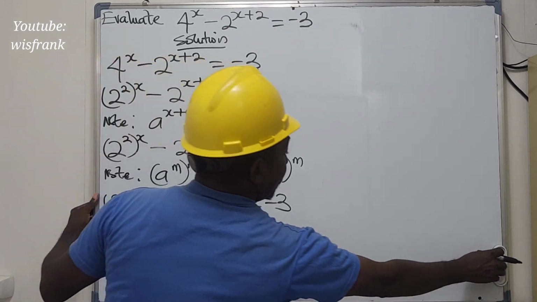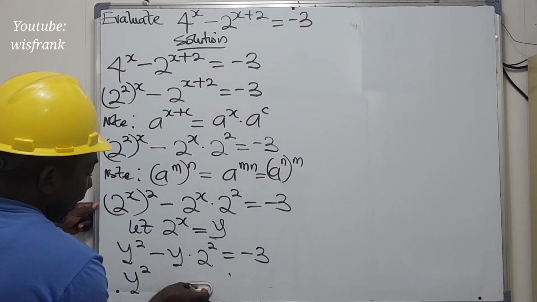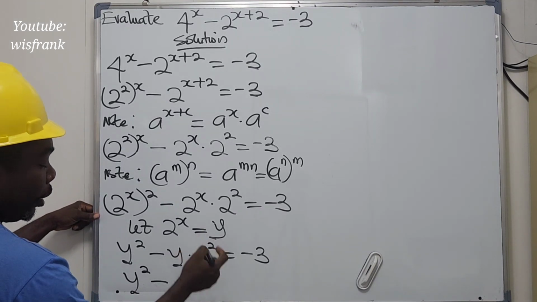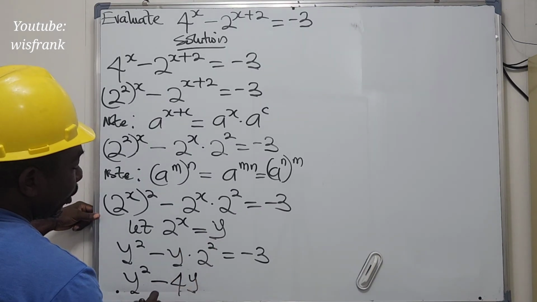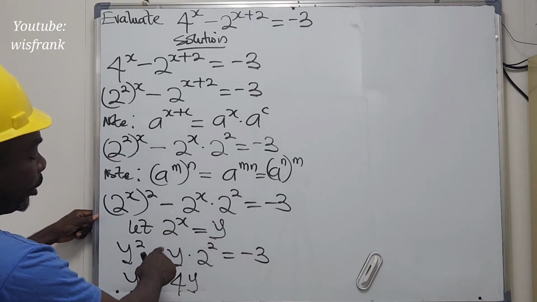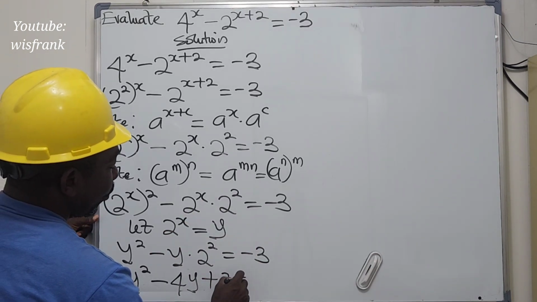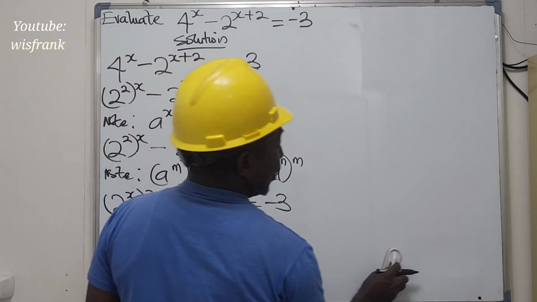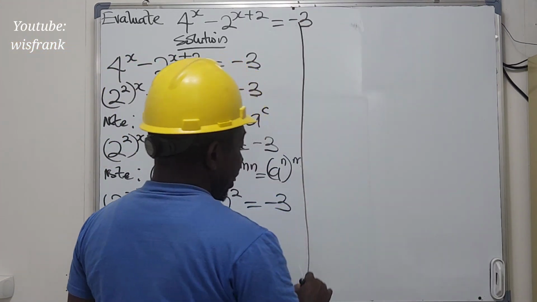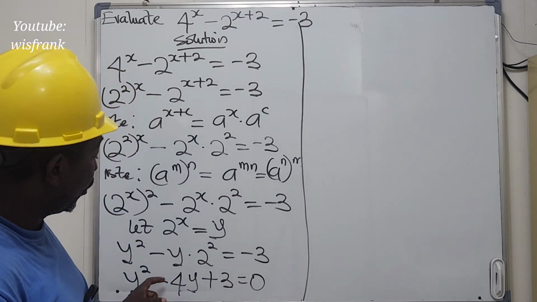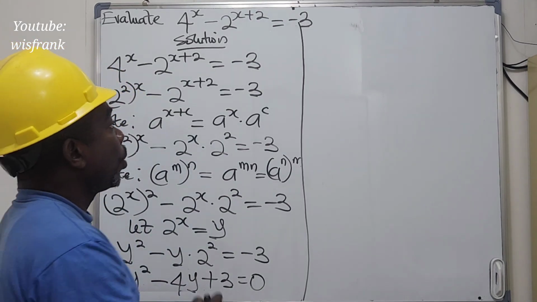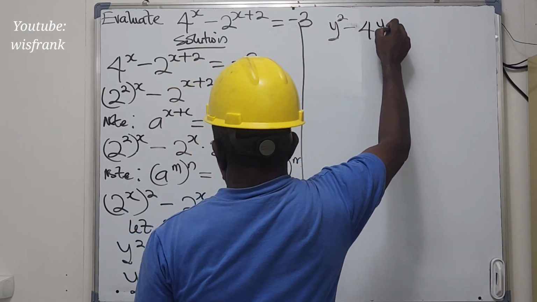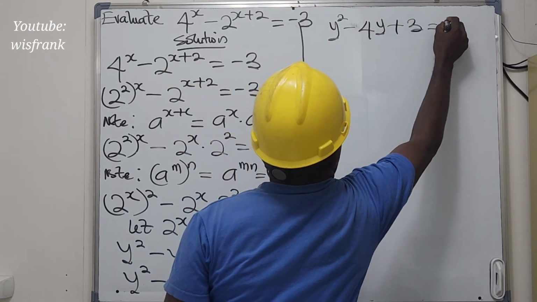Or we can also rewrite this as minus, since 2 to the power of 2 is 4, we have 4 times y, which is 4y. Transposing minus 3 to the other side becomes plus 3 equals 0. And we have this as a quadratic equation. So we can solve that using different methods of solving quadratic equations, for us to derive the value of y, where we have y to the power of 2 minus 4y plus 3 equals 0.